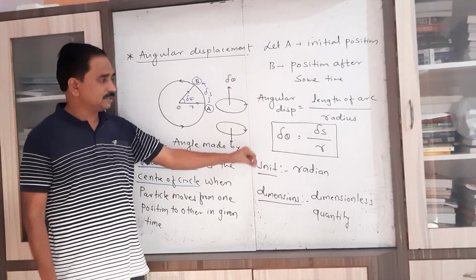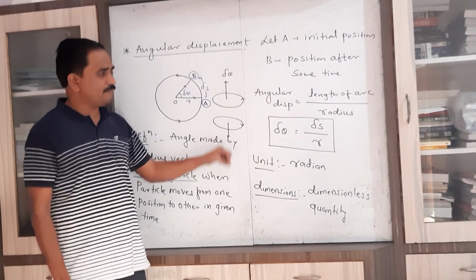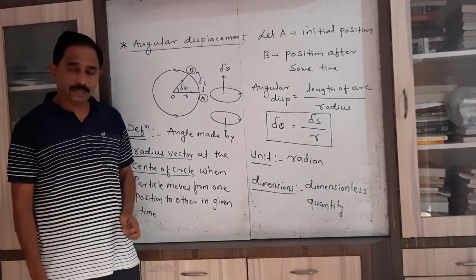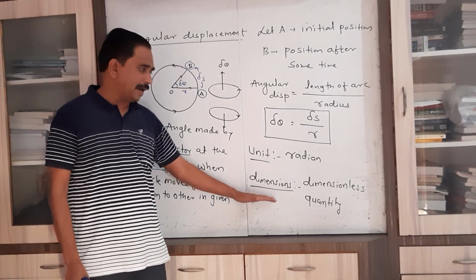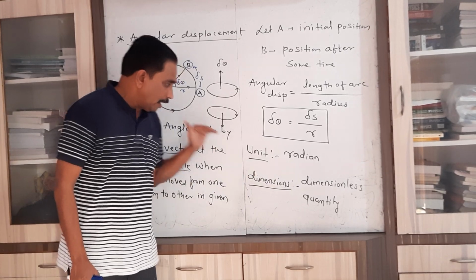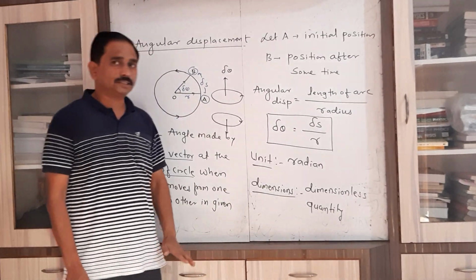Now here it is an angle, that's why its unit is measured in radian. This is a physical quantity which doesn't relate to any fundamental physical quantity. That's why it has no dimension. So keep in mind, angular displacement is a dimensionless quantity.